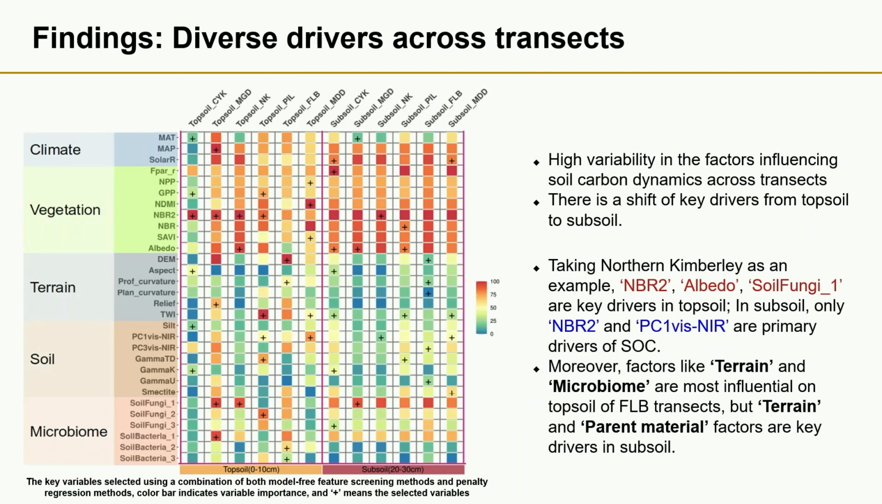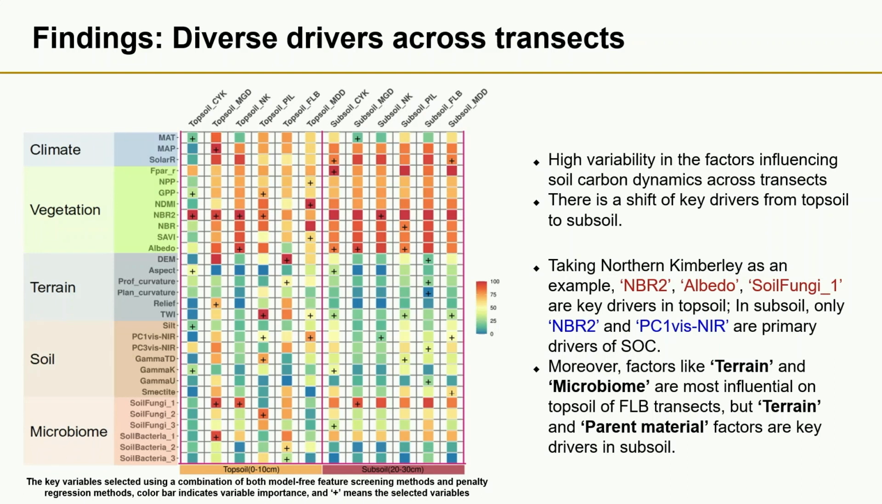This heat map figure comes from a combination of model-free feature screening methods and penalized regression methods. The color bar indicates the variable importance. The plus symbol marks the selected variables. We can see that there is a high variability in the factors influencing soil carbon dynamics across transects. There is also a shift of key drivers from topsoil to subsoil.